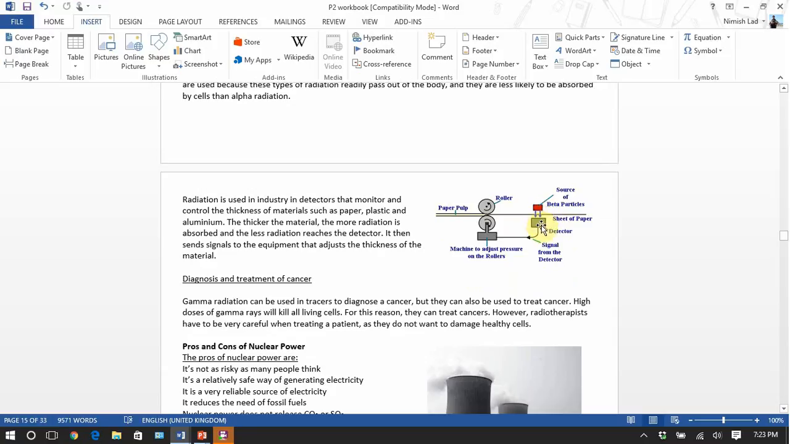If you think the paper's too thin, then too much beta radiation will come through. So therefore, you move the rollers apart. If the paper is too thick and not enough beta radiation is coming through, then the rollers move closer together. So these two are linked to cause that to happen.